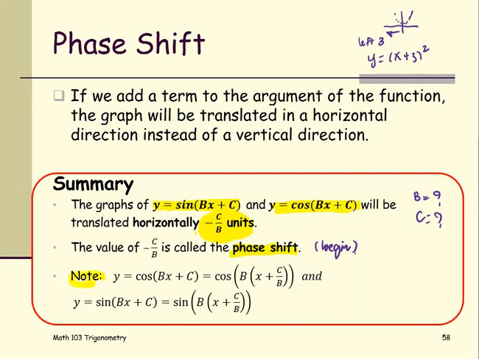Note here, y equals cosine of bx plus c. If you factor the b out, that means we have another form: cosine times b multiplied by x plus c over b. In this case, you can see the value negative c over b comes out from the factored form of this pattern.